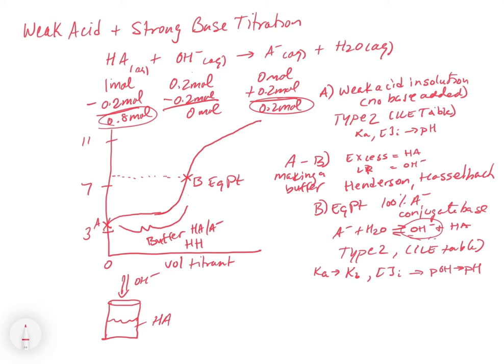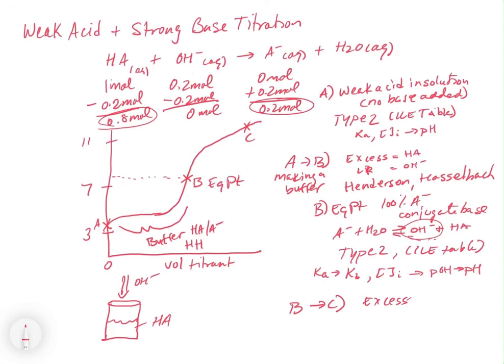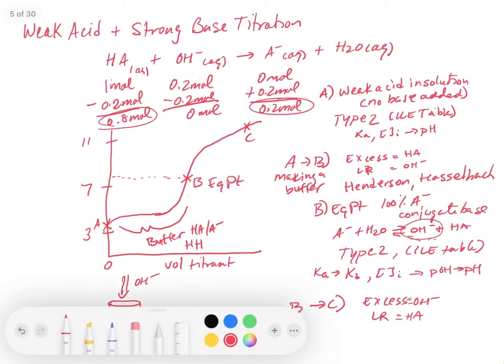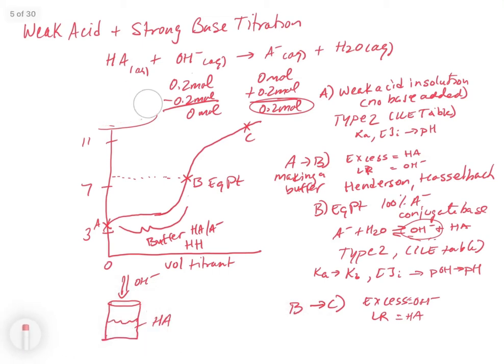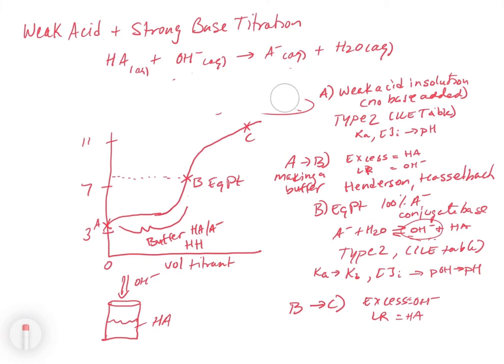Okay, and so now the next question is, let's go up here and we'll call this point C, which is where we've added a lot of base. So what goes on from B to C? In this case, our excess is now going to be OH minus, and our limiting reagent is going to be HA. So how are we going to work this out? Let's go to our table and figure this out.